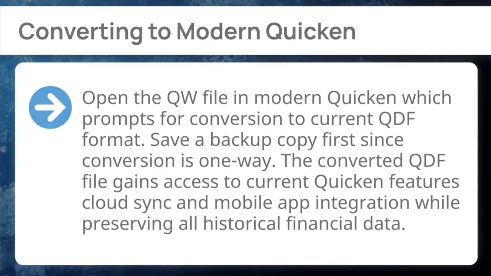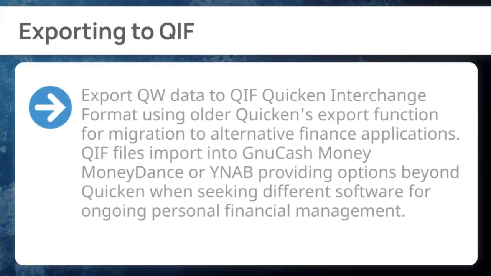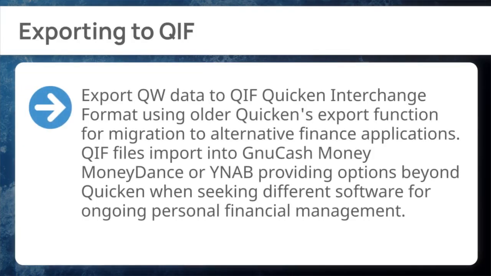Finally, exporting to QIF. Export QW data to QIF, Quicken Interchange Format, using older Quicken's export function for migration to alternative finance applications. QIF files import into GnuCash, Moneydance, or YNAB, providing options beyond Quicken when seeking different software for ongoing personal financial management.